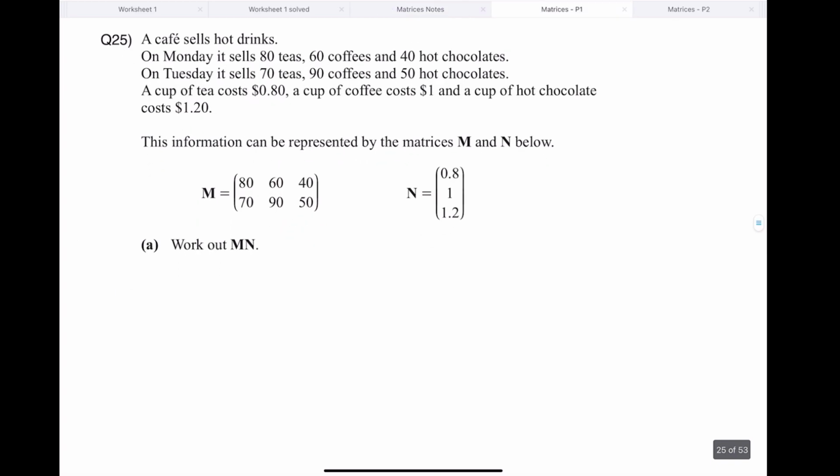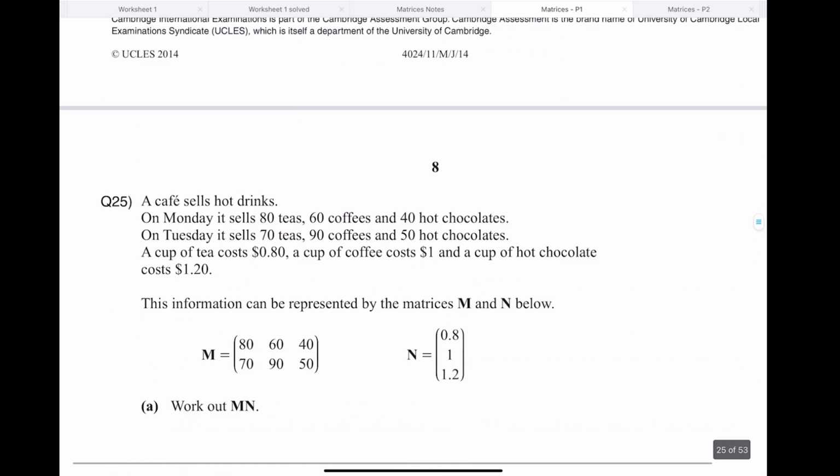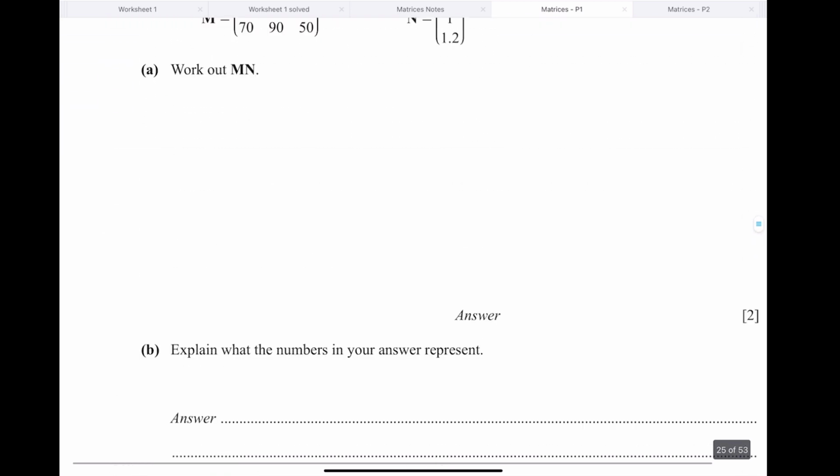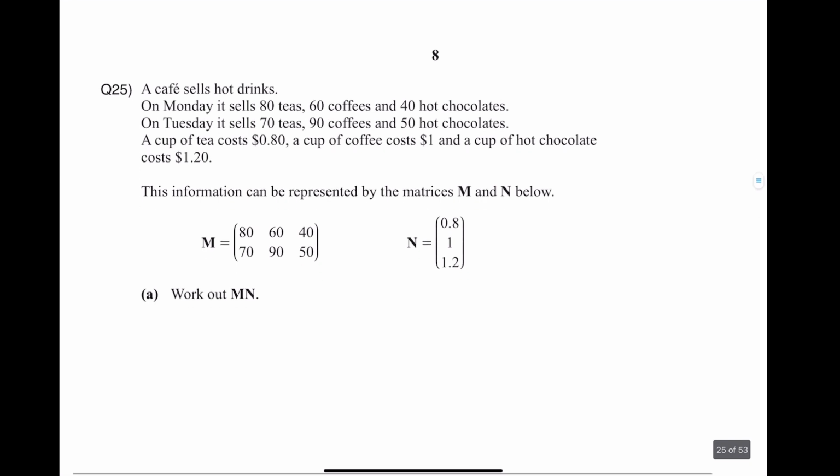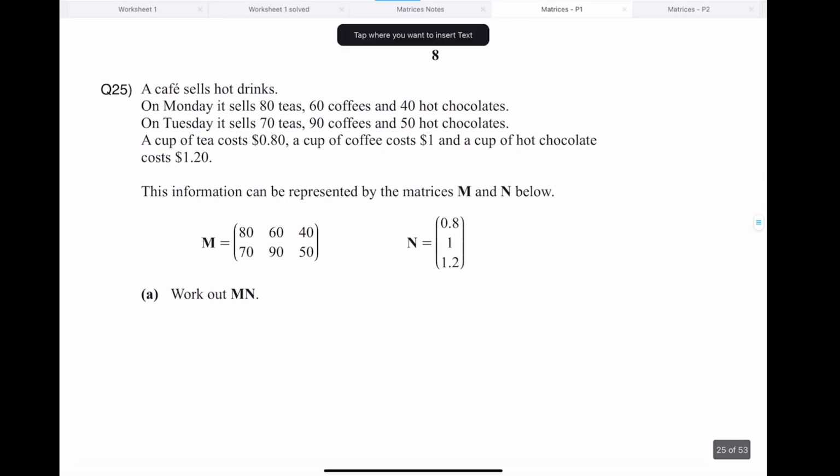All right, so here's a question. This is from May June 2014, paper 1, like I said. Let's see what it says. A cafe sells hot drinks. On Monday, it sells 80 teas, 60 coffees, and 40 hot chocolates. On Tuesday, it sells so many teas, so many coffees, and so many hot chocolates. A cup of tea costs $0.8. A cup of coffee costs $1, and a cup of hot chocolate costs this many dollars. This information can be represented by the matrices M and N below. So here you have the same information, represented in a matrix.